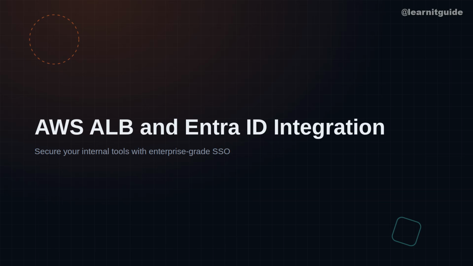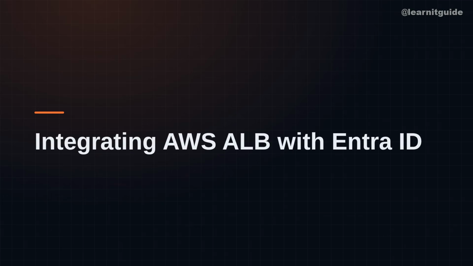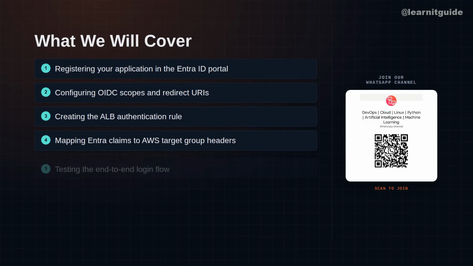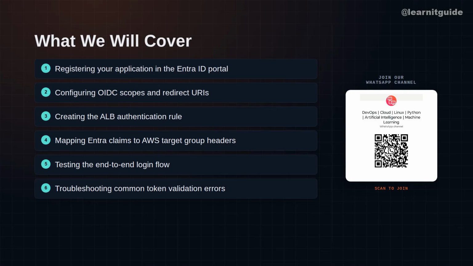Whereas with this setup, you offload all authentication to your corporate identity provider, ensuring that only authenticated employees can reach your backend services. This integration is the gold standard for protecting internal APIs and administrative panels. We are going to move beyond basic IP whitelisting and implement real identity-aware access control. These are the steps we are going to cover to ensure your integration is robust and secure.